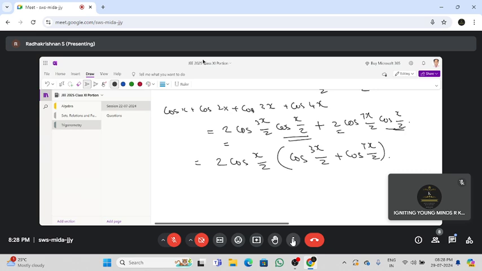Sir, 2 cos 5x into cos minus 2x, sir. No. Cos of minus 2x is same as cos 2x. Okay, sir. Okay. What about Akshaya? Geeta? Darshini? Yeah, got the same answer. Okay.